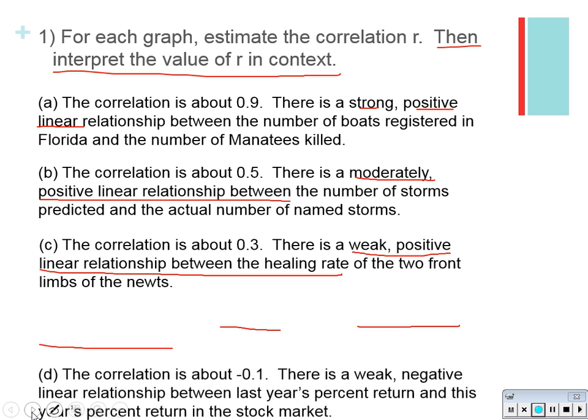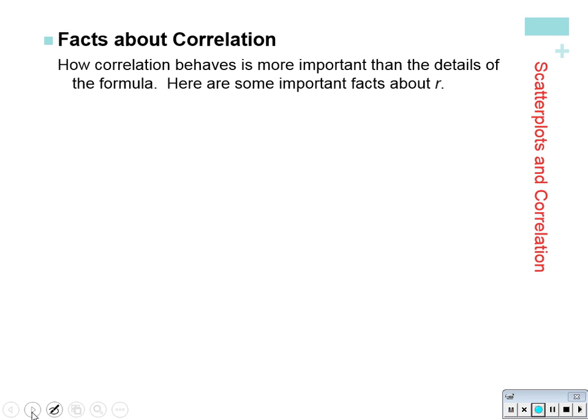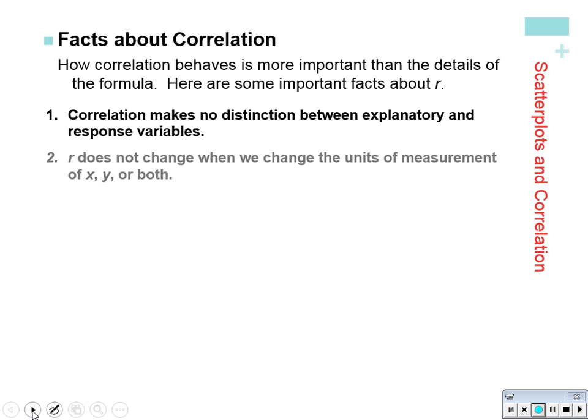And that's the kind of point, and we're going to look at this in the next lesson, that we would say is what's known as influential. It's not necessarily an outlier, it's just what's known as an influential point, and we'll talk more about that next time. So just some facts about correlation.